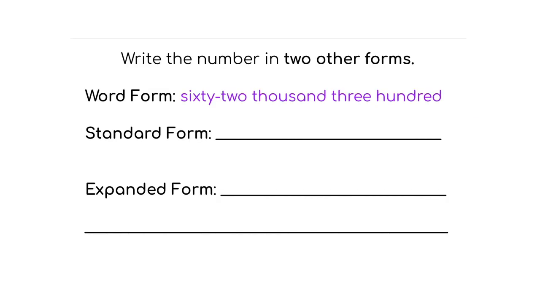Sometimes you'll be given a number in word form and you'll have to write it in standard form and expanded form. What I like to do with my word form is separate it just like we did with standard form when we were writing word form, separate it into periods. So the first period that we see is 62. Remember when I said 1,000, that just represents the comma. So I'm going to circle the word 1,000. And then I'll look at the next period, which is 300.